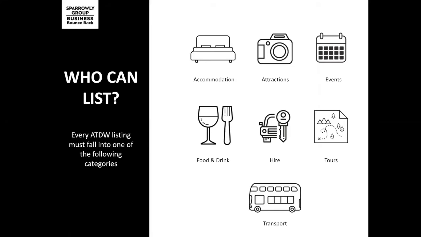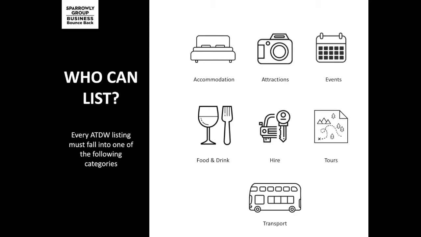So to list in the database, the tourism businesses need to be eligible and they need to fall in one of the following categories. So you need to either be an accommodation provider, an attraction, an event, food and drink, which is restaurants, cafes and bars. And previously, restaurants, cafes and bars couldn't list directly onto ATDW. They can list directly now.